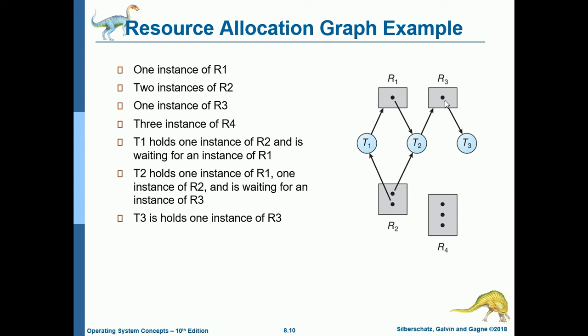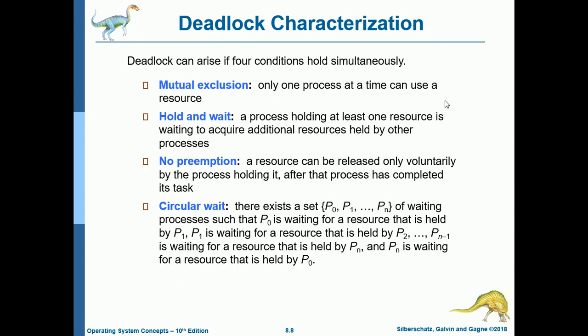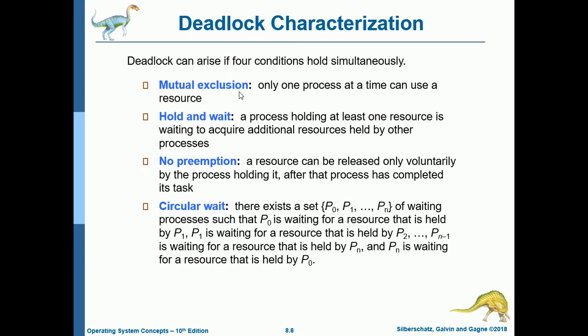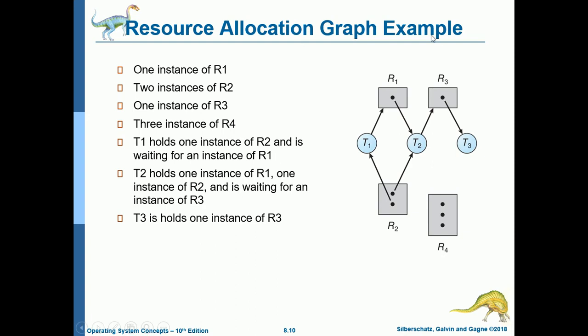For this resource allocation graph, let's use the 4 conditions that were stated again. We have mutual exclusion, hold and wait, no preemption, and circular wait. For mutual exclusion, it is said here, only one process at a time can use a resource. So of course, one instance of a resource is assigned to a thread or a process. And then hold and wait: is there at least one process or thread that is holding a particular resource and waiting for another resource that is held by another process?